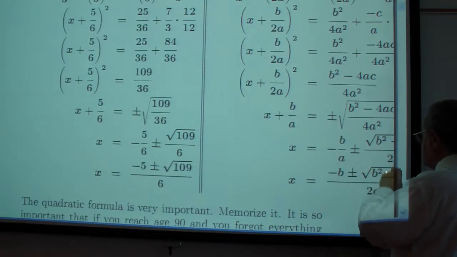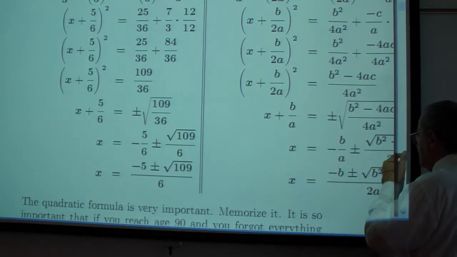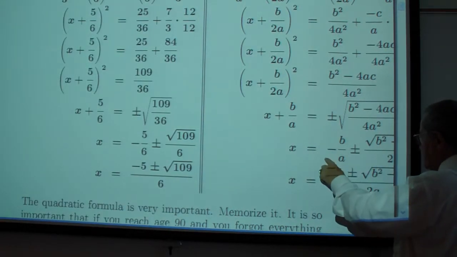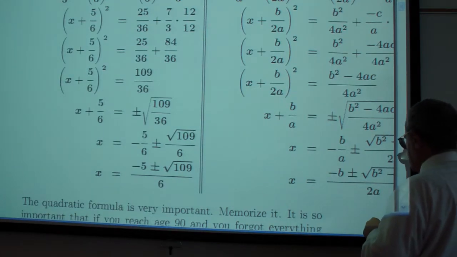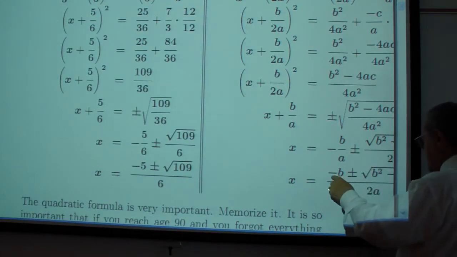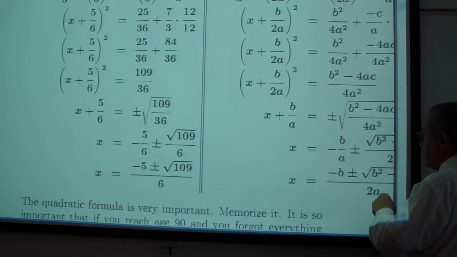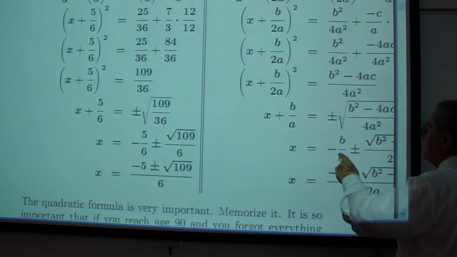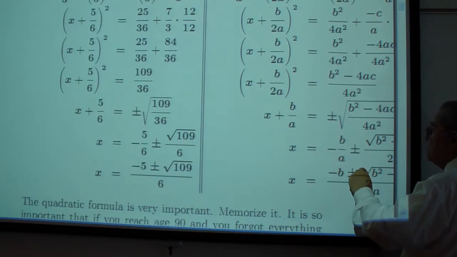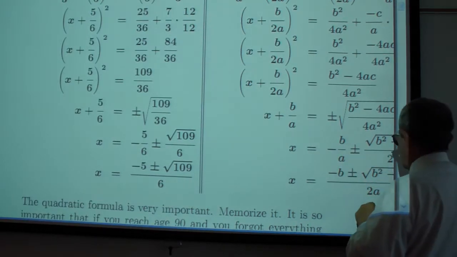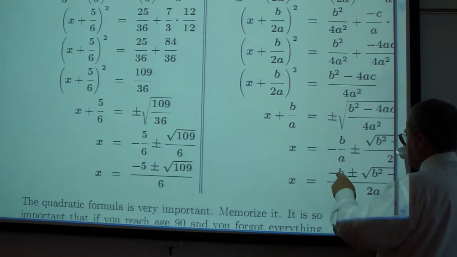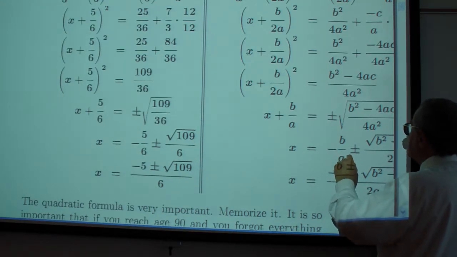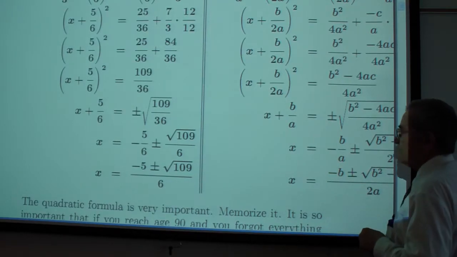And the square root of 4a squared, you have negative b over a. You should get negative b plus or minus the square root over 2a. There is something missing over here, I think, because there is a 2 that is missing. Yes, because I should have a 2a in the denominator.